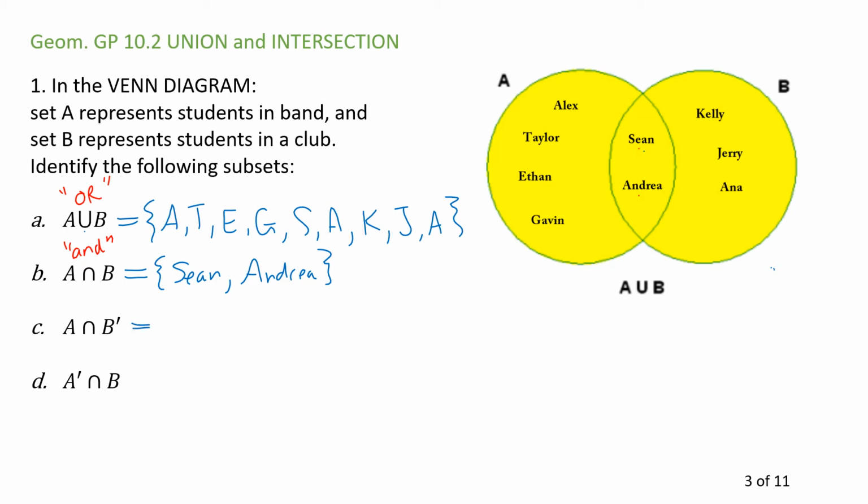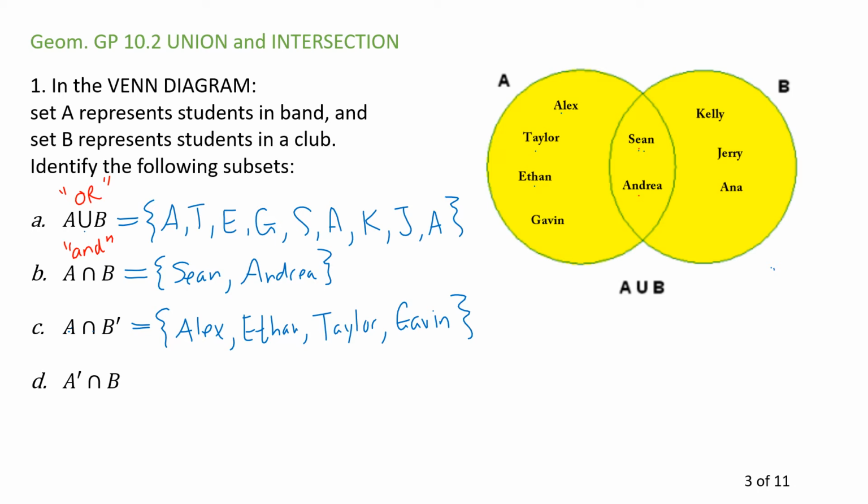How about this half moon problem? This is looking for everyone who is in band, but not if you are also in a club. So this is looking for everyone that's in group A, but I don't want you if you're also in group B. So obviously, it's just those four: Alex, Ethan, Taylor, Gavin. Sean and Andrea are in A, but they're also in B, and I specifically want them not.